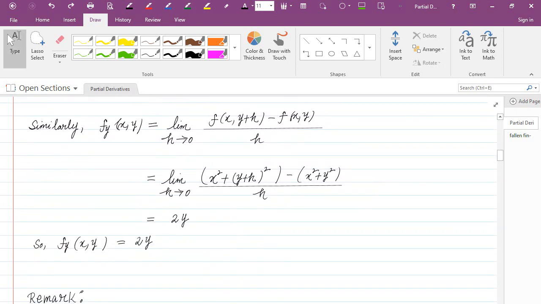Similarly, if we look at the partial derivative of f with respect to y, that's this limit where x is fixed and y changes from y to y plus h. And again, we just evaluate f at x and y plus h. That's going to give me x squared plus (y plus h) squared. And this is f of x, y. If I evaluate the limit the same way, we're going to end up with 2y. So the partial derivative of f with respect to y evaluated at (x, y) would be 2y.